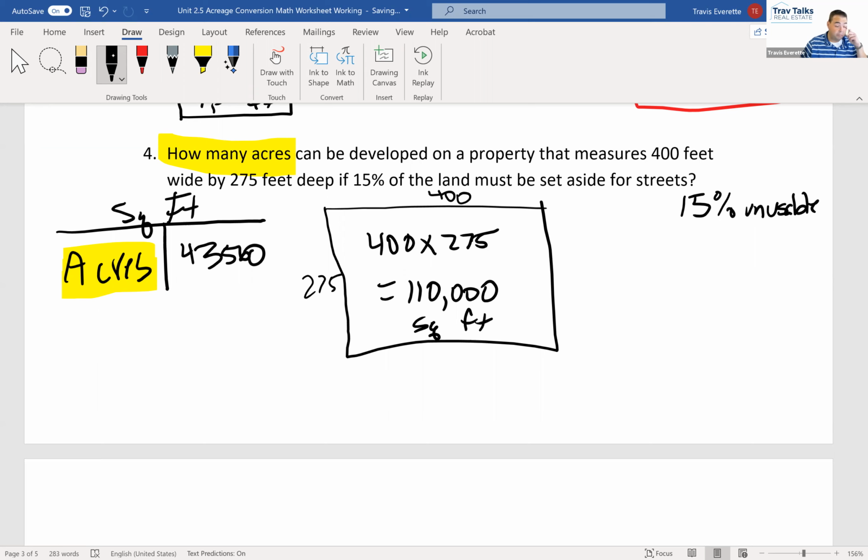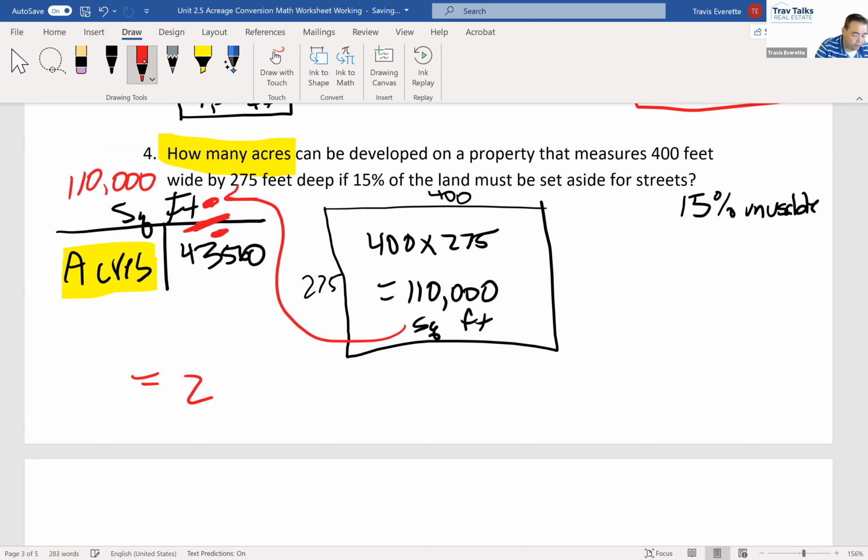110,000 square feet. We can bring that right over to our formula right here. We can say 110,000 square feet, and we know it's top and bottom, so we know our math is going to be division to come up with acreage. So 110,000 divided by 43,560 equals 2.5252 acres total. That's the whole thing.